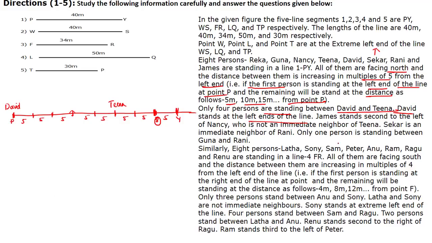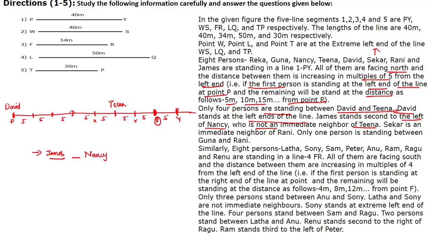Alright. The next one is, James stands second to the left of Nancy. So James is standing second to the left of Nancy. Nancy's first left, second left would be James. Nancy is not an immediate neighbor of Tina. So Nancy cannot be here, Nancy cannot be at this place. If I place Nancy here, Nancy's second left, 1, 2.